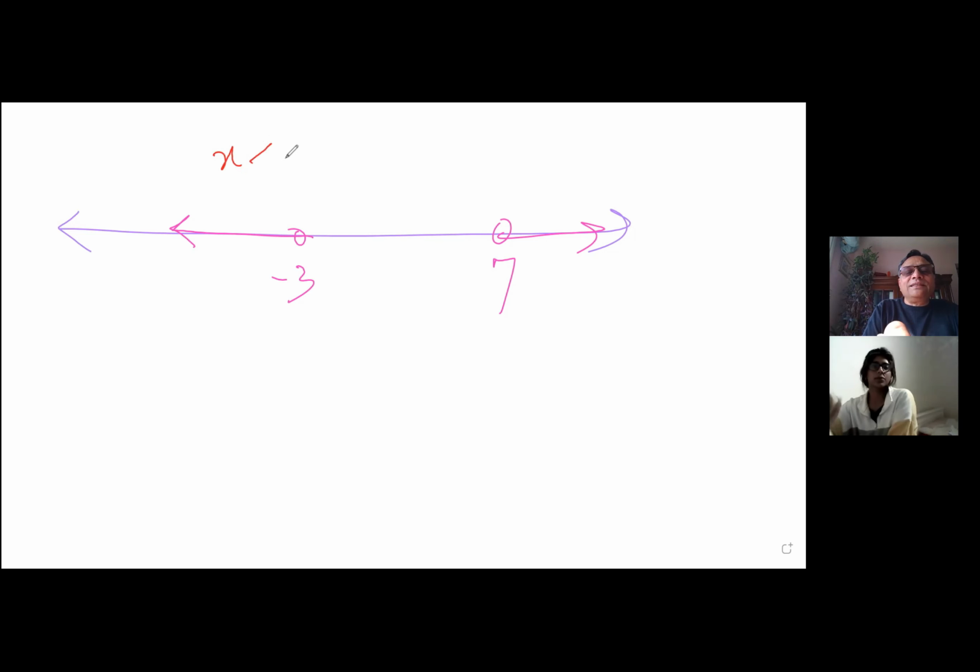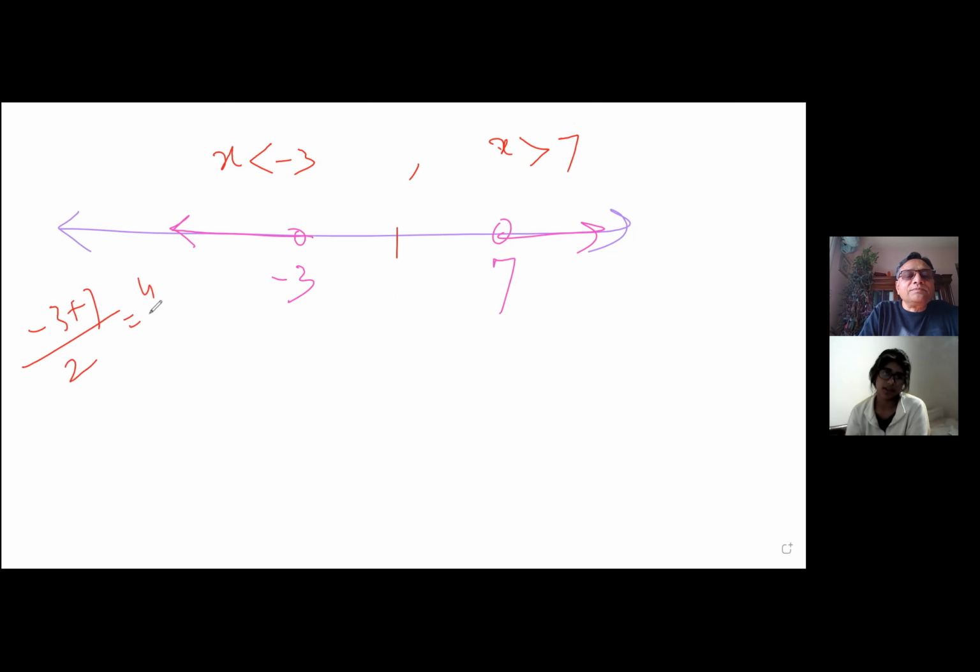Would it be less than? Tell me. x less than 3, x greater than 7? I don't know if you can do that whole midpoint thing. So minus 3 plus 7. You have to do that. -3 plus 7 divided by 2 is how much? Minus, no, 4 divided by 2 is 2.